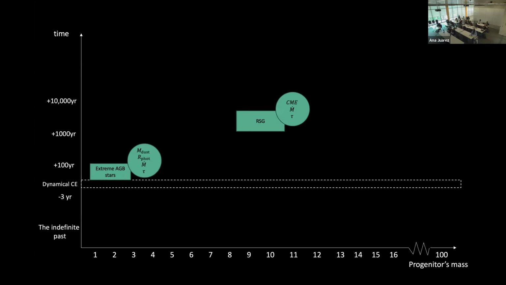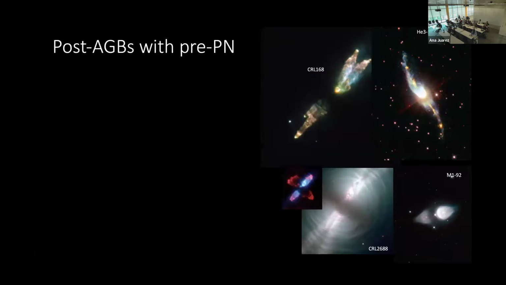I think of my observations as filling a diagram like this. So this is a progenitor mass. And this is time, from dynamical common envelopes here, this is before, and this is after. So I'm filling this diagram with objects such as extreme carbon stars I just showed you, or red supergiants that I'm not going to show you, and the parameters that can be obtained from the observations directly that we can potentially compare to simulations.